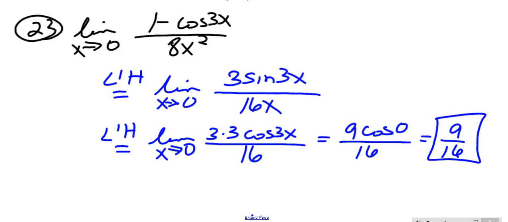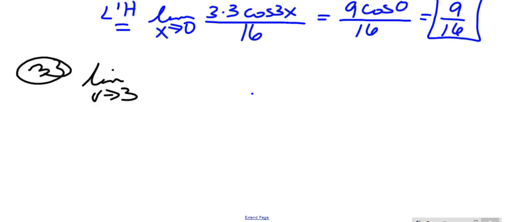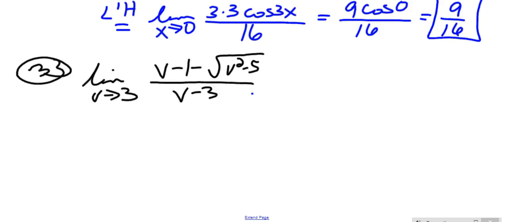I'm going to do one more in this section, and we're going to do 33. And 33 says the limit as v approaches 3 of v minus 1 minus the square root of v squared minus 5, over v minus 3. Doing direct substitution would give me the indeterminate form of 0 over 0. And if that's the case, I'm going to apply L'Hopital's rule.